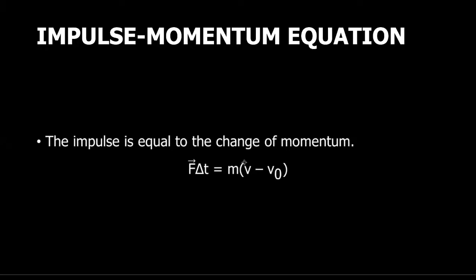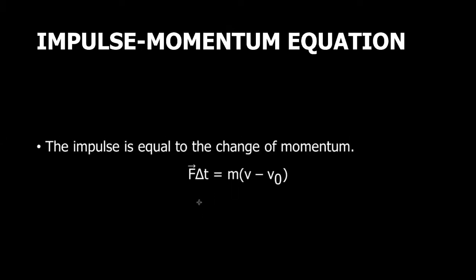So by symbols, it's J. Anyway, that's J is equal to the change or delta of the momentum P. Where J is the impulse and delta P is your change in momentum. Delta P being M times delta V. Delta V being this expression.